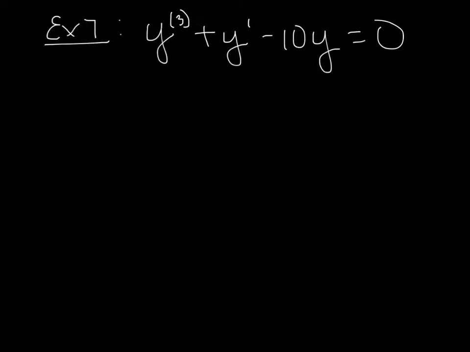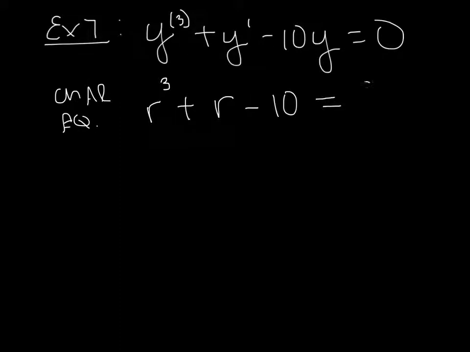So here's our differential equation, and it's okay. So our order is 3, and again, our characteristic equation is going to be r cubed plus r minus 10 equals 0.